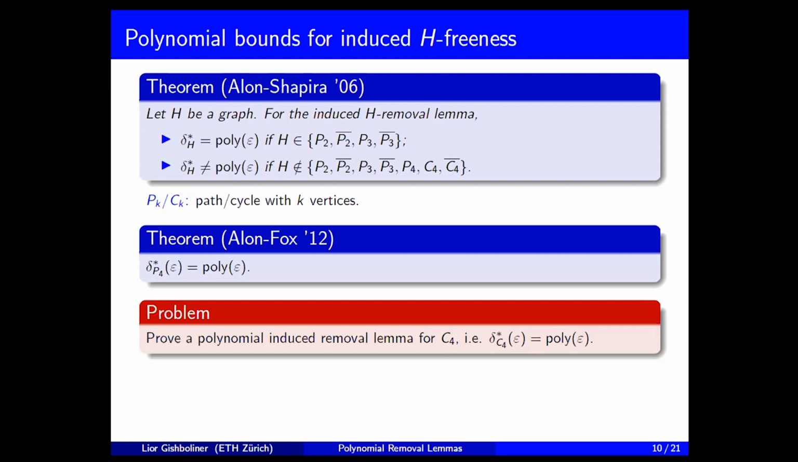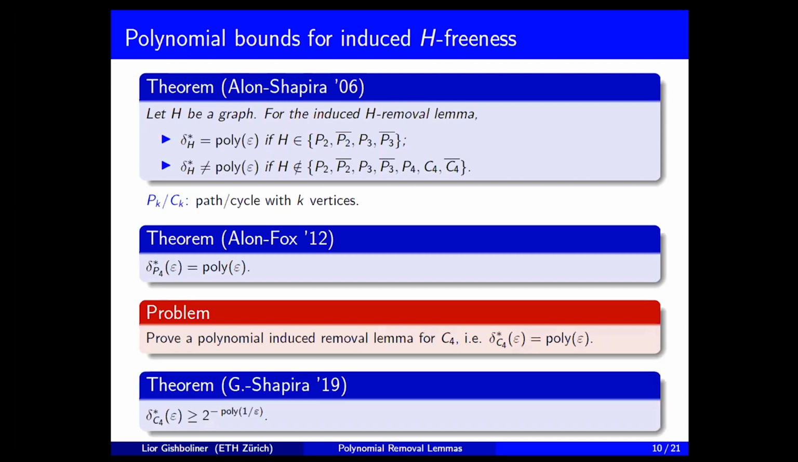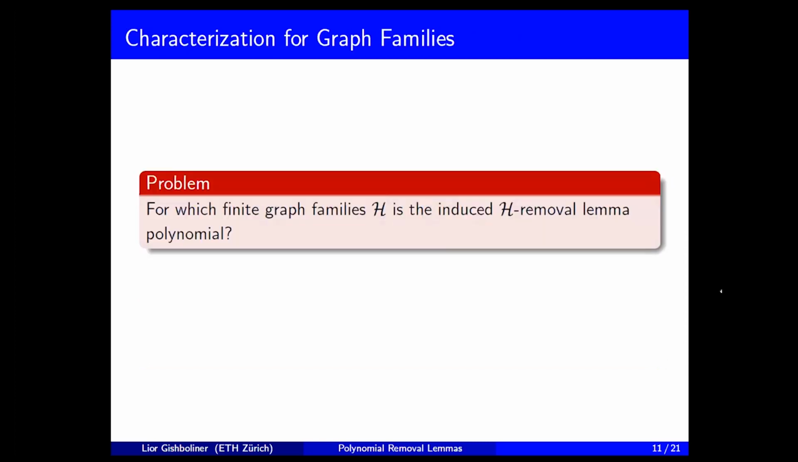And we believe that it should also be polynomial. And the reason is that we have a bound which is much better than the tower bound. So with Asaf, Shapira, some time ago, we improved the bound from tower type to exponential. And a more general problem, which would be very interesting to solve, is to characterize now graph families. So instead of a single graph, to look at finite graph families and understand when the induced H removal lemma is polynomial. And the key open case seems to be when H is just one graph, just C4.